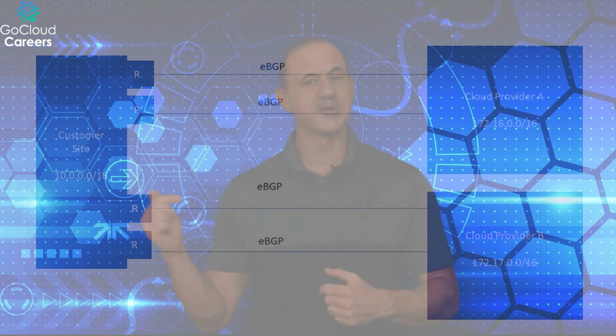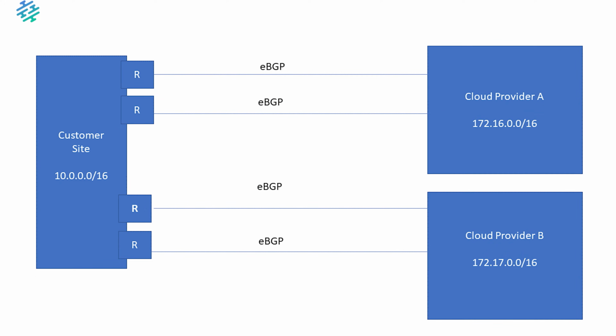Now we're going to do the same thing with cloud provider B. We know cloud provider B only needs to send us the 172.17.0.0/16. We're going to take in their routes, and that's it. We're going to limit it to everything else. We'll filter routes to just that, and we'll also have a firewall or an access control list policy only accepting traffic.